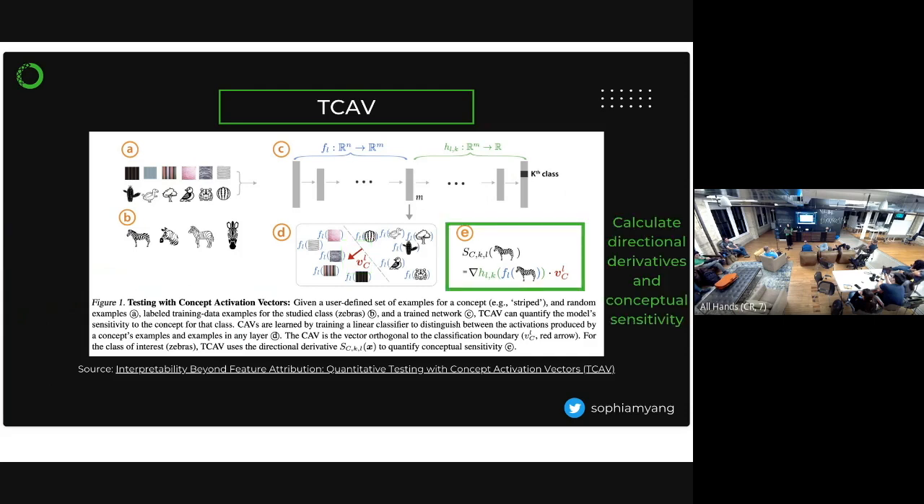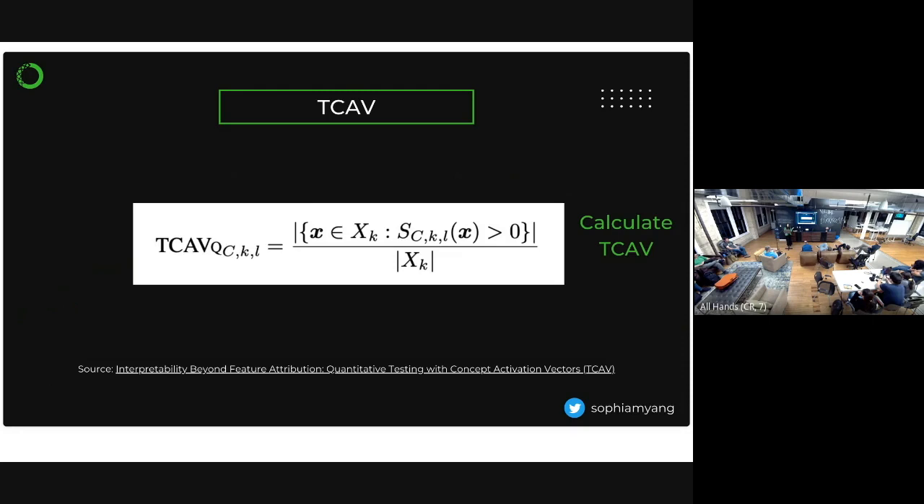And then the third step is to calculate the directional derivatives, which means that for any change in this vector, how much does it affect the model output, which also tells us the conceptual sensitivity. How sensitive is this model to the concept of stripe? And then we calculate TCAV, which means we do this for all our images. Among the images that are classified as zebra, how many of those have positive derivative scores? Which means how many of them are sensitive to stripe?